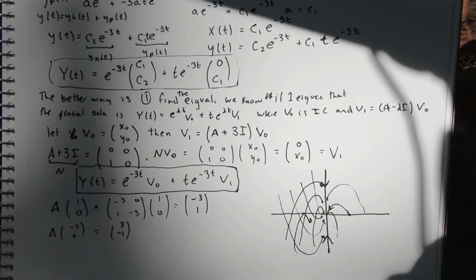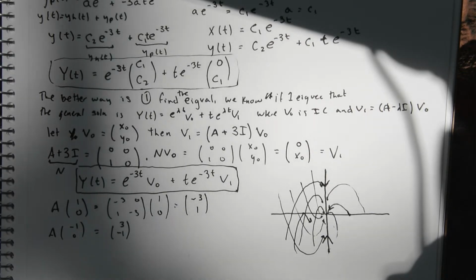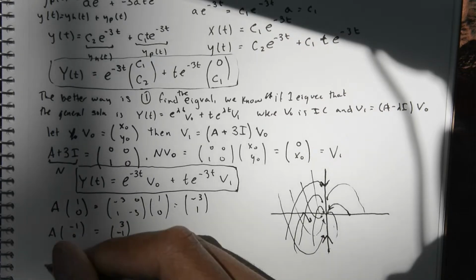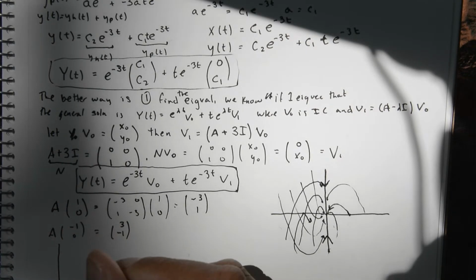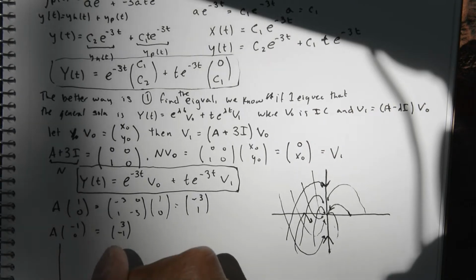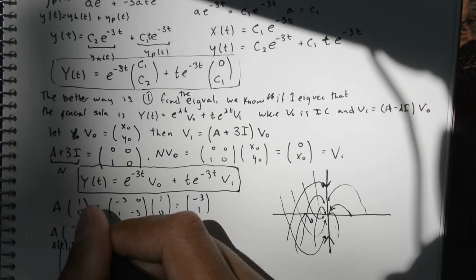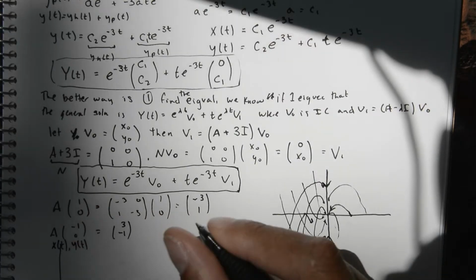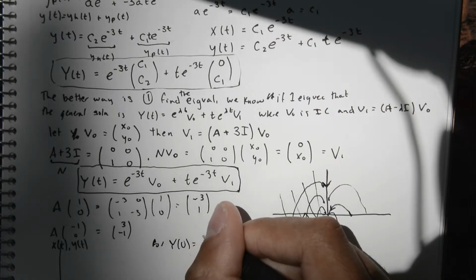Let's see, what else did we have to do? Oh, we have to find the particular solution. Let me go to the exercises. So we need to find the particulars. Oh wait, we need to plot the x of t and y of t graphs too. Okay, so these are the x of t, y of t graphs for y0 equal to (1, 0).